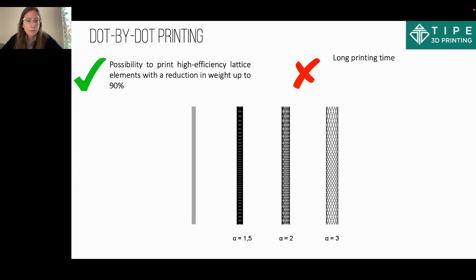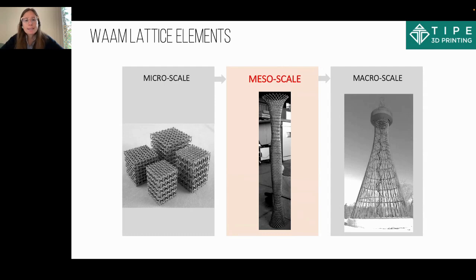This will have the same material, the same structural behavior, but with up to 90% reduction in material use. This, however, has as a drawback, of course, a long printing time that needs to be optimized. So at the mesoscale, we want to investigate and apply the principle of lattice elements, but at the scale of the single structural element.